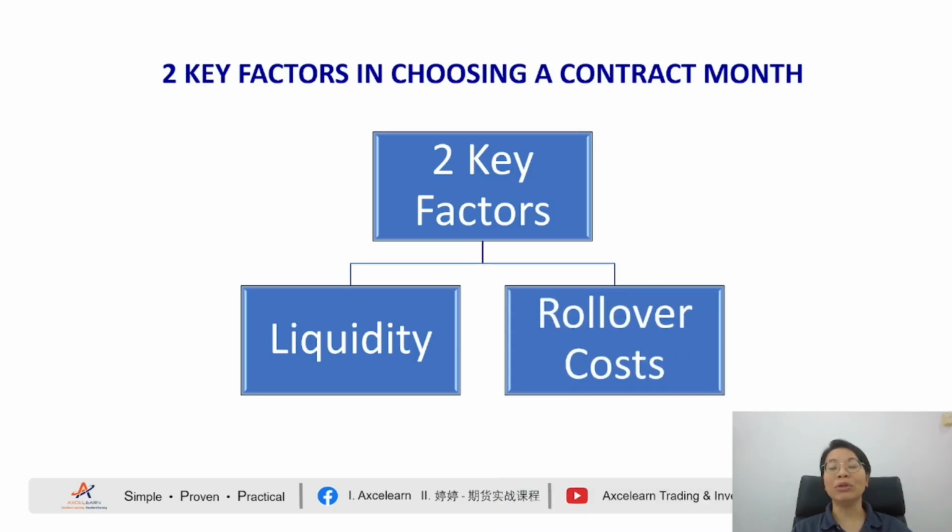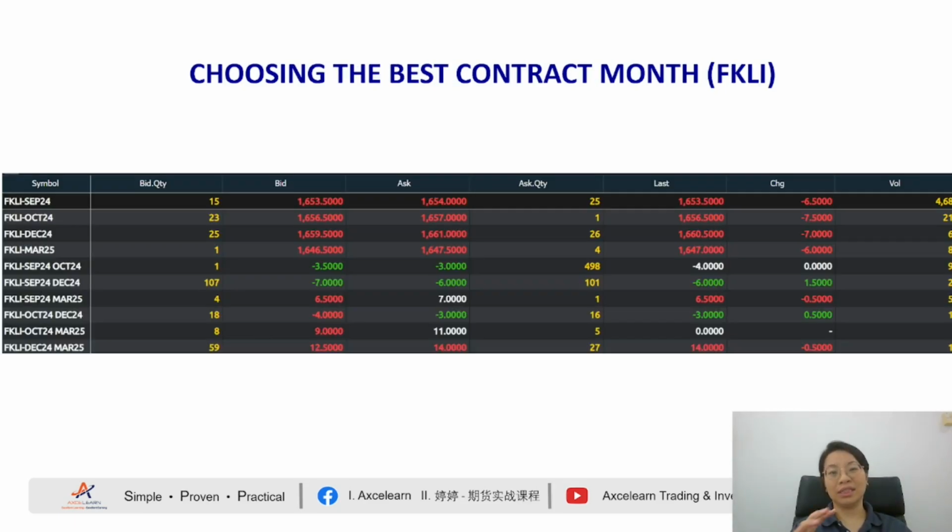The second part will be the rollover cost, because a futures contract will expire. When it expires, if you still want to hold on to your contracts, you will need to roll over. When you roll over, it definitely involves a minimum of 2 contracts, because one closes your current contract and one opens a new contract month. This is what we call the rollover cost. So the 2 key factors that we are going to look at are liquidity and rollover cost. Coming back to choosing the best contract months for us to trade.